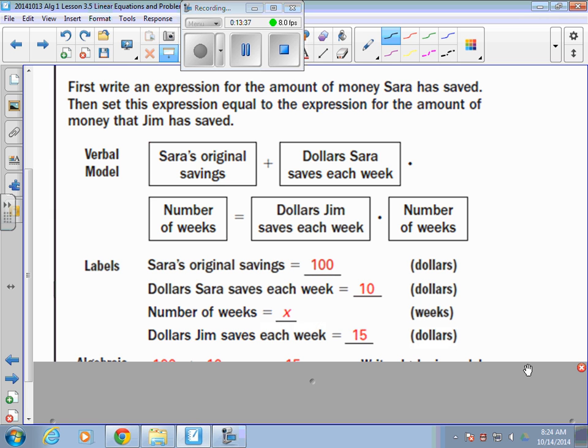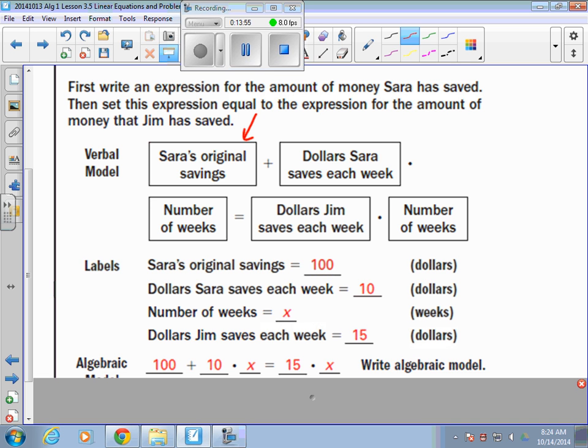We know she's saving $10 each week. These are much simpler numbers than what we just dealt with. The number of weeks, it says how many weeks, so it's going to be a variable. And then Jim's saving $15 each week, so $15. So when we plug each of those numbers in place of Sarah's original savings, we plug in 100. So 100 plus how much she saves each week, 10 times x, equals Jim's amount each week, 15 times, again, the number of weeks is unknown, so it's x. So here's our equation. 100 plus 10x equals 15x.